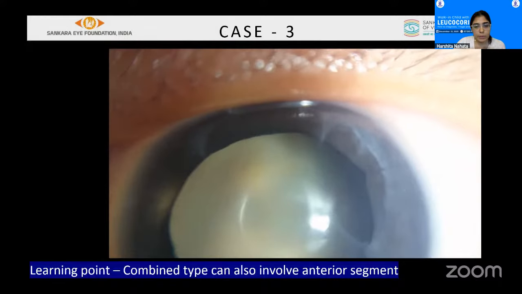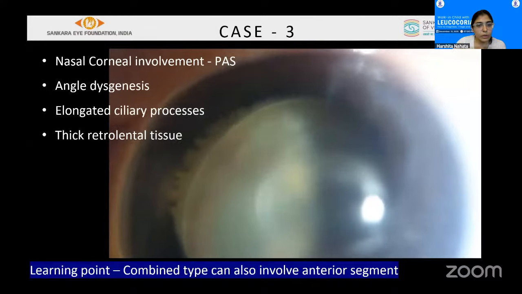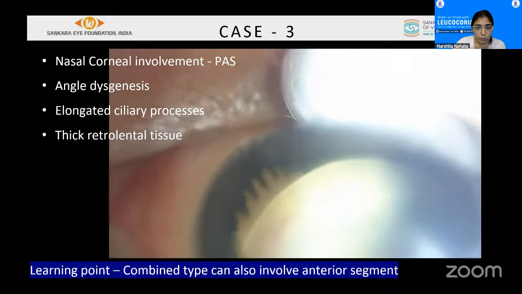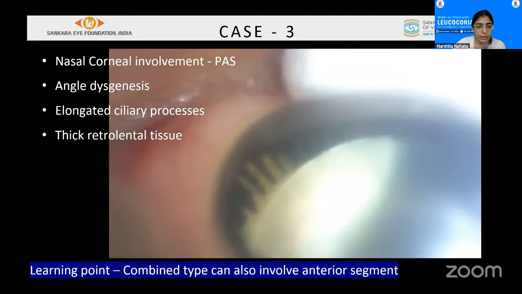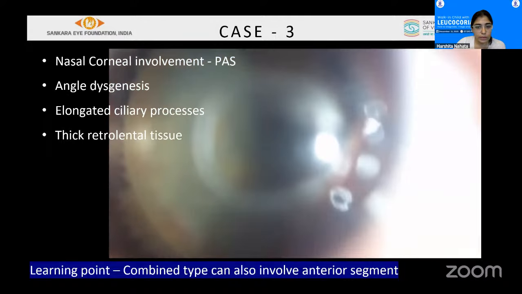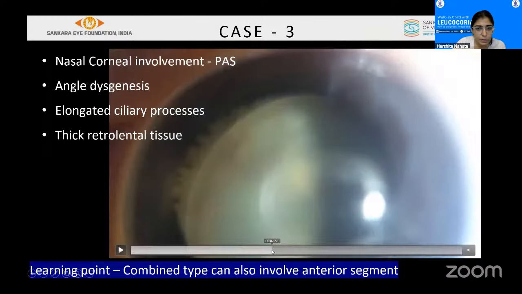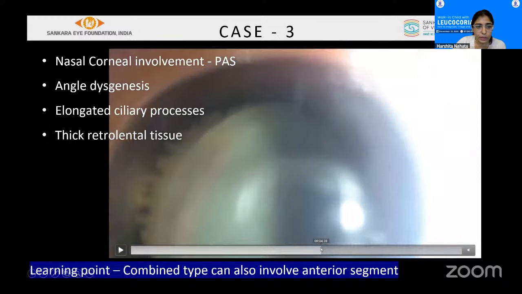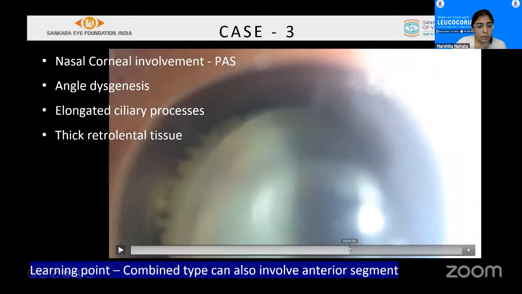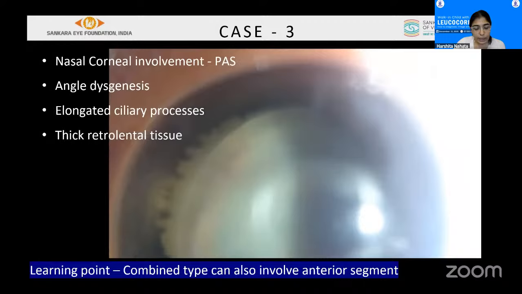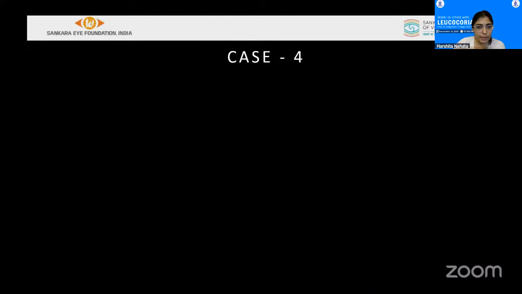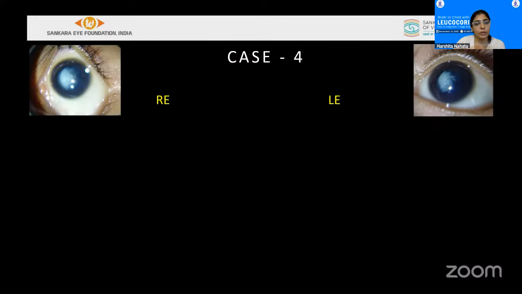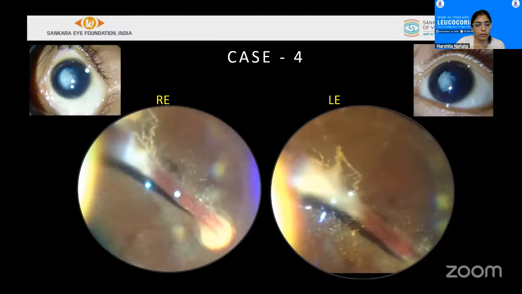Herein, we can see a patient with nasal corneal involvement with pars plana downgrowth. There's an angle dysgenesis and elongated ciliary processes. Here, elongated ciliary processes are seen, and there's a thick retrolental tissue, which has been noted. The main learning point is that in combined types and even in anterior types, there can be anterior segment involvement, as can be seen here.